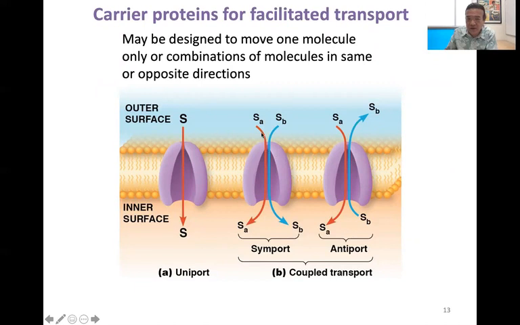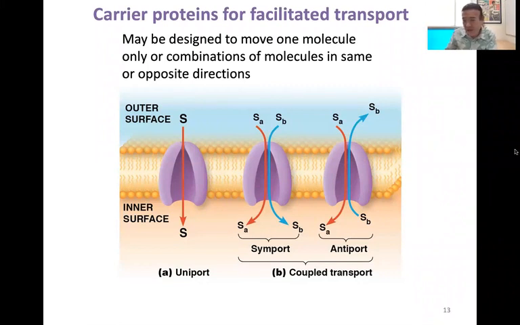Other transporters, as we've already suggested, don't have to work on just one solute molecule at a time. It might work on two different ones. So this would be a different type of transporter that works on solute A and solute B. It is the right shape to bind both at the same time on one side, and then it changes shape and releases both to the other side. Because both solutes are moving in the same direction, this is what we call a symporter.